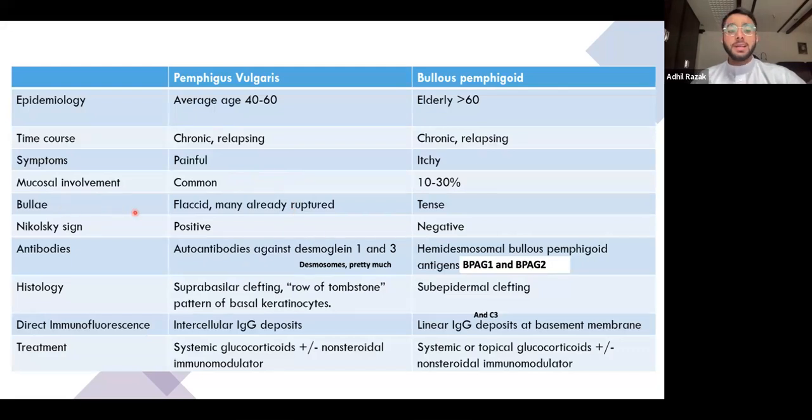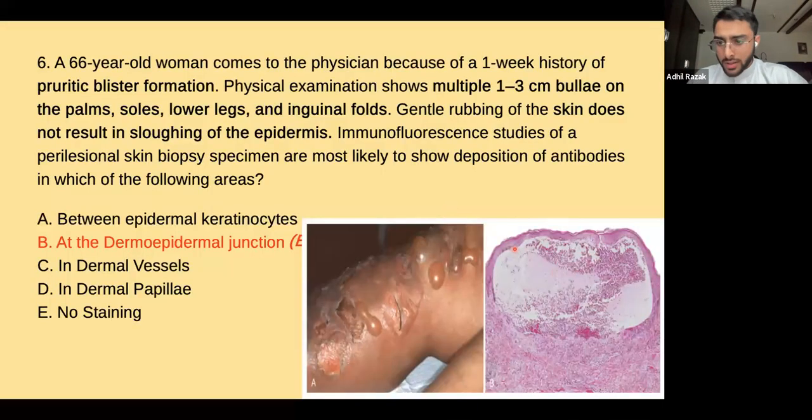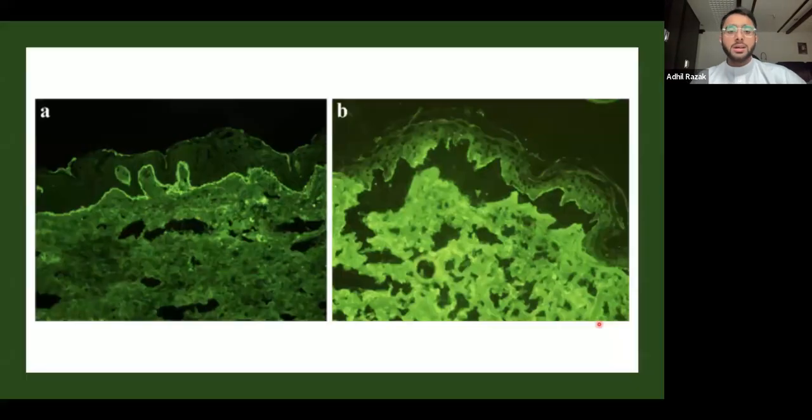And the bullae itself, for pemphigus vulgaris, is flaccid and Nikolsky positive. So if you rub it, it's going to rupture. But bullous pemphigoid is Nikolsky negative, as our colleague mentioned here, and it is a tense bullae. Like in the histo image, you can see that it's a thick layer on top of it. So rubbing it is not going to break it.